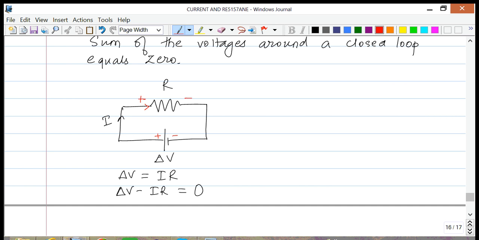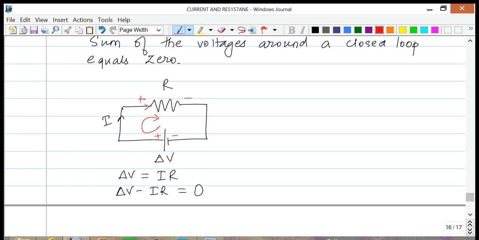Now that we have all this taken care of, we'll take a loop direction. Just for convenience, I will always stick with a clockwise loop direction. And what it says is, as you go around the loop, if you were to sum up the voltages for each element of the circuit, that sum will end up being equal to 0.